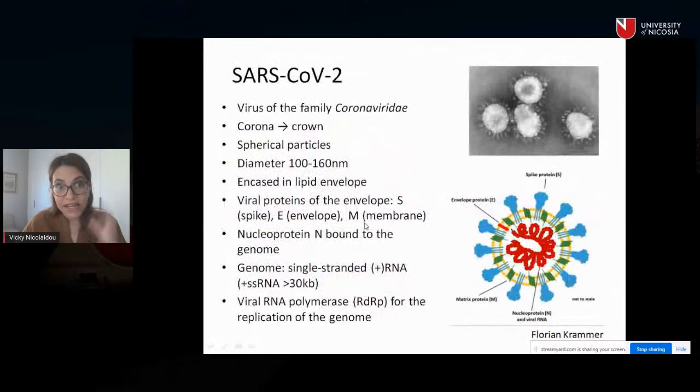The virus that is currently in the spotlight is SARS-CoV-2, which is a coronavirus. It belongs to a family called Coronaviridae. This is a family that includes many other viruses, about 47 different species. And coronaviruses owe their name to how they look under the microscope. If you look using an electron microscope, you will see that they resemble a crown. So they have these things surrounding them like a crown. That's why they were called coronaviruses. They are spherical particles with a diameter of about 100 to 160 nanometers.